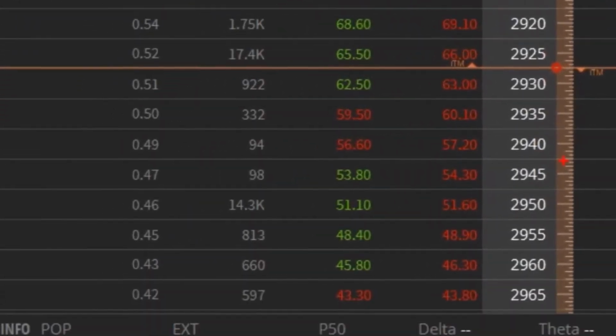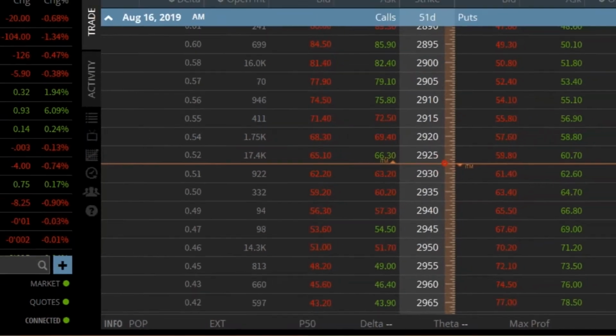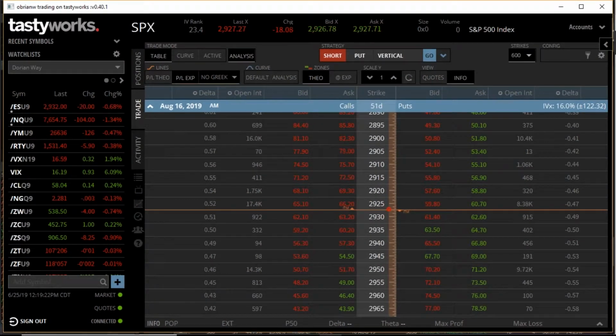On the call side, looking at the 29.45, if you buy the 29.45, then you have the right but not the obligation to purchase the SPX at the 29.45 strike point. If you sell, then you have the obligation to sell the SPX at that strike price. If you are the seller, you have the obligation to sell to the buyer at the 29.45 on the call side. So if you are a buyer, you have the right but not the obligation. If you are the seller, you have the obligation to buy or sell at the strike price, depending on what side you're on.